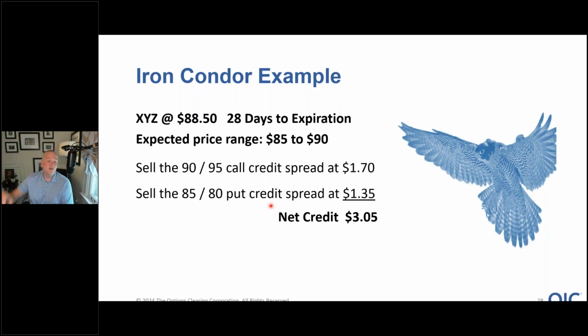The 90 and the 95 are going to be the upside call spread. This is a typical iron condor. This doesn't mean that this is the only way to create an iron condor. What this means is, generally speaking, if you're dipping your toe in the water and trading an iron condor for the very first time, this is probably what it's going to look like, right?